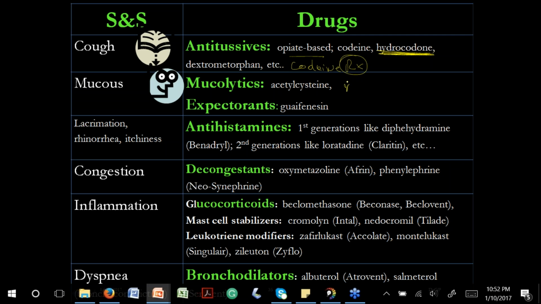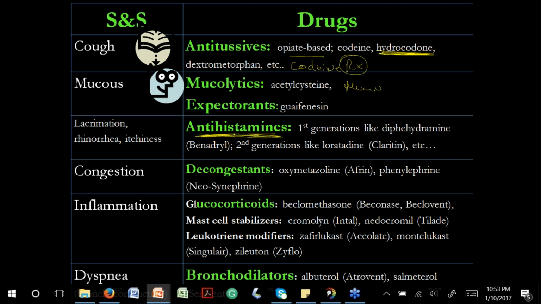Mucolytics destroy the mucin, making the mucus more fluid. Expectorant, guaifenesin, is going to bring more water into the mucus, so it's easier to get rid of. Antihistamines, first generation. Here, an NCLEX question, very important, is to consider whether the patient is doing some activity during the day. Tell them not to do this activity if they take antihistamines, because they can fall asleep while driving or using machinery. We need to be careful about that.